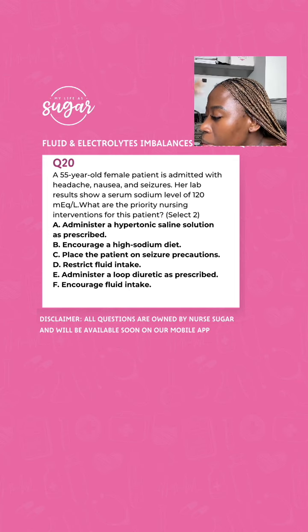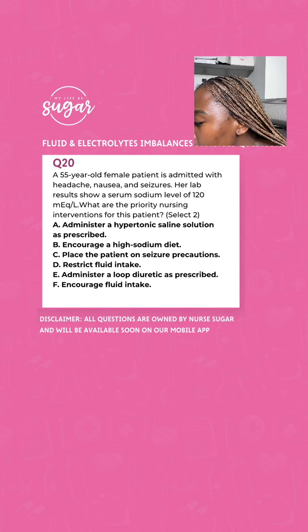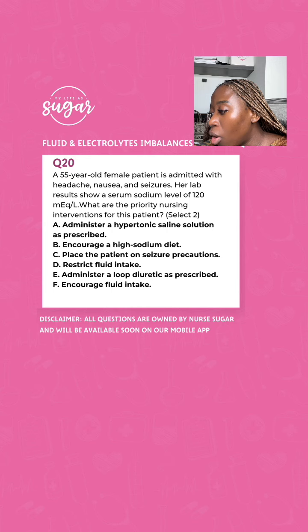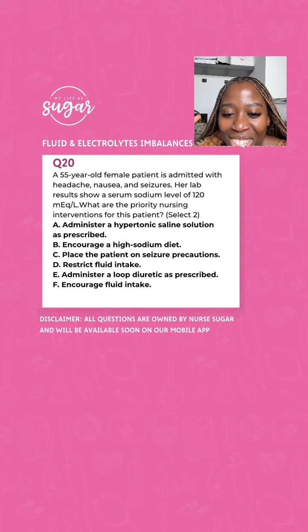Number 1, would you give them a hypertonic solution? B, would you encourage a high sodium diet? Would you place them on seizure precautions? Would you restrict fluid intake? Would you administer a loop diuretic? Would you encourage fluid intake? What are the 2 most important things that you would do? Better put them on seizure precautions.